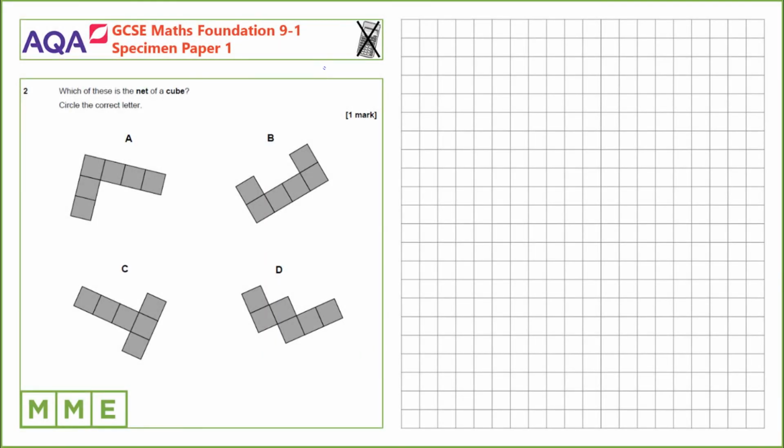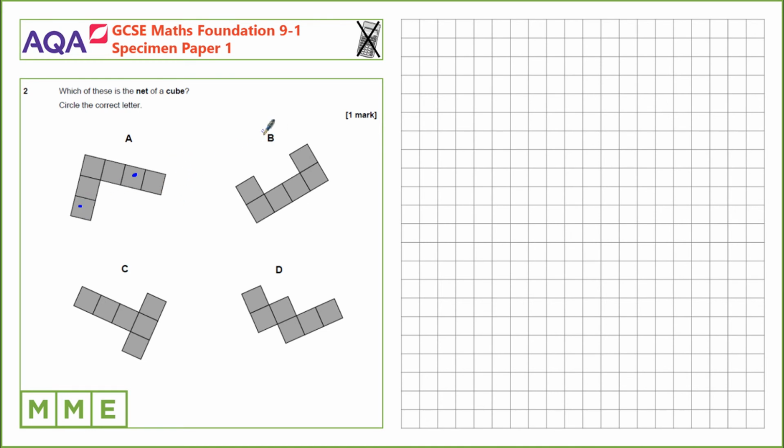Question 2. Which of these is the net of a cube? Circle the correct answer. We can try to fold these up, as it were, to see which one can be arranged as a cube. And in this case, if you try to fold this one up, we find that this side and this side both overlap. Since we only have 6 sides here, and 2 of them overlap, this one can't be a cube.